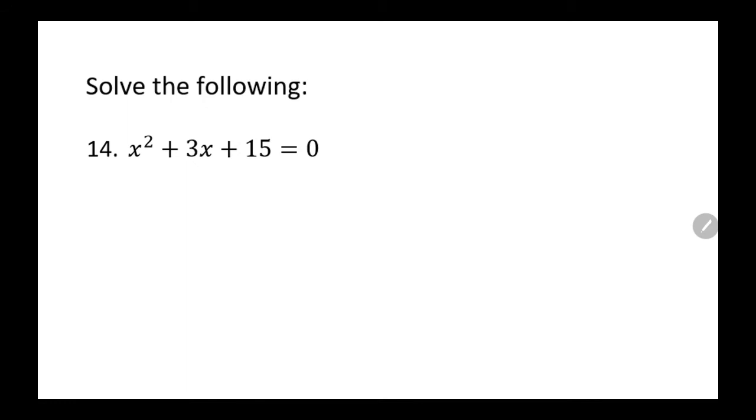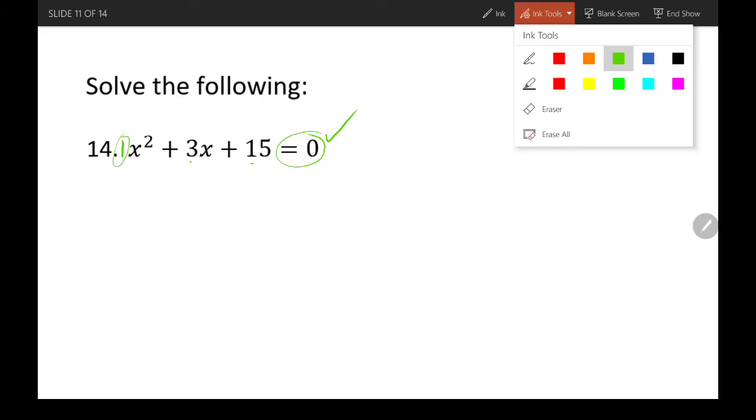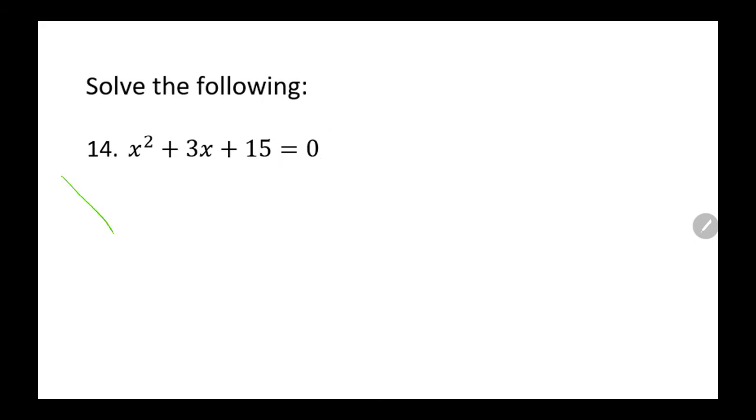Okay, last problem. So it's already set equal to 0. And if I try to do GCF, I notice that there is no number that I can factor out. So I'm ready to go. Since I have a trinomial, I am going to check if I can use magic X. Need two numbers that multiply to 15 and add up to 3. Well, 5 and 3 multiply to 15, but they add up to 8, and negative 5 and negative 3 add up to negative 8. This isn't working out.